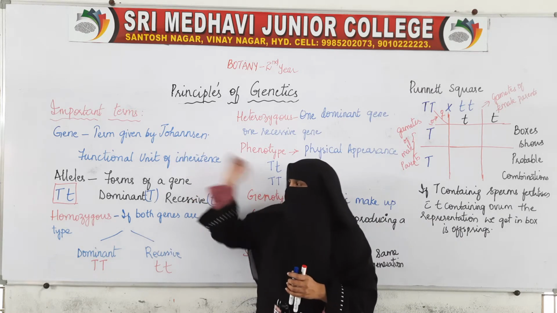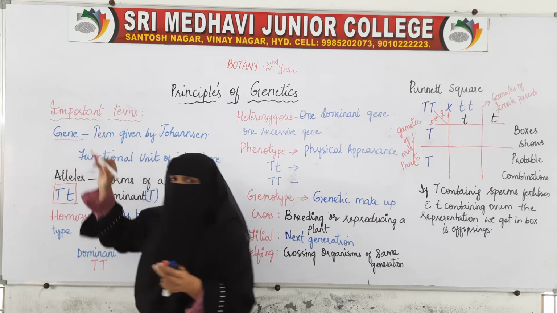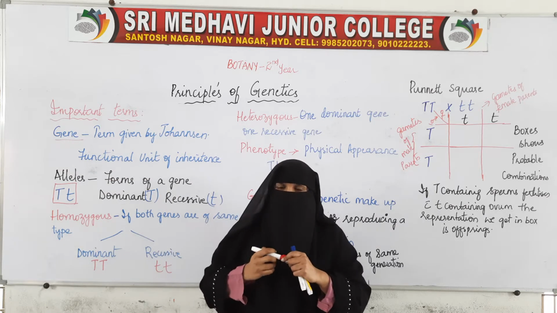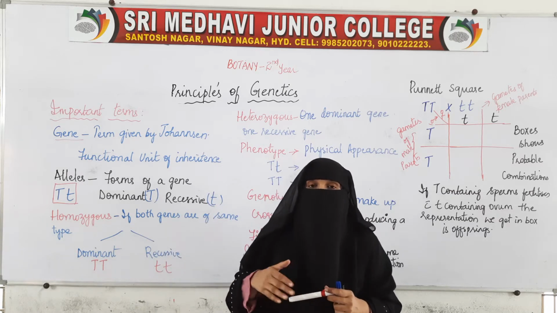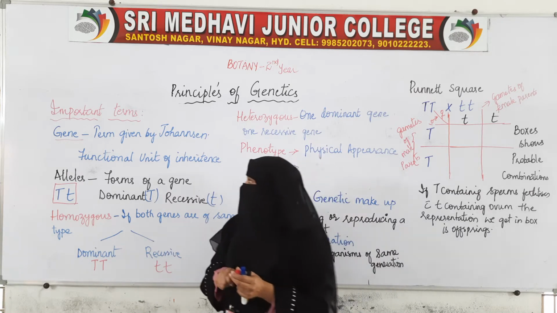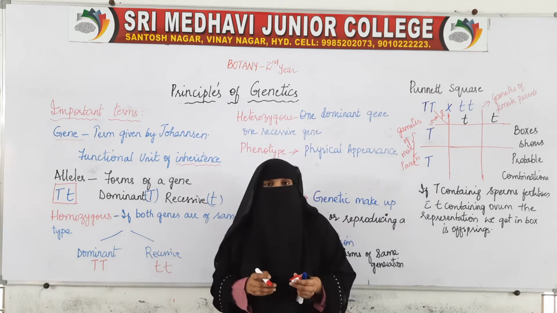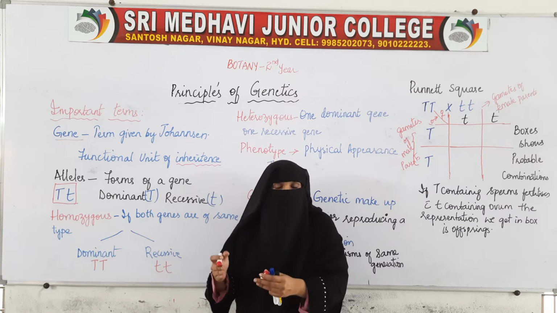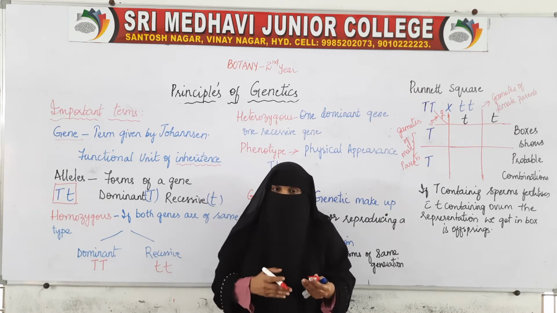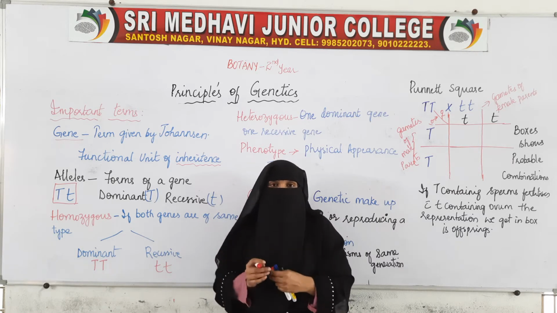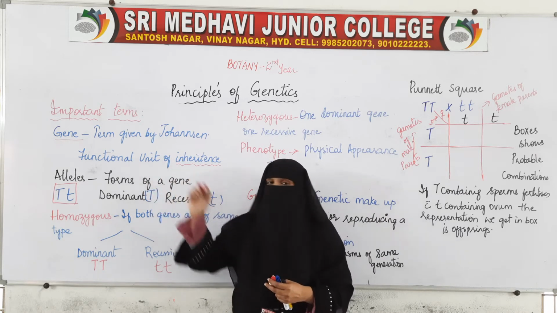The first and foremost word which we will come across is gene. Genetics is all about genes. Genes are the functional unit of inheritance, that is, passing of characters from one generation to another generation, the presence of a character in an individual, and passing of that character on. It is all because of the factors called genes.